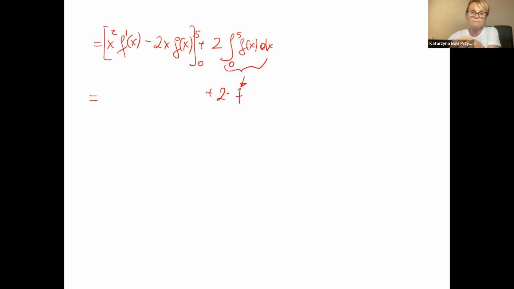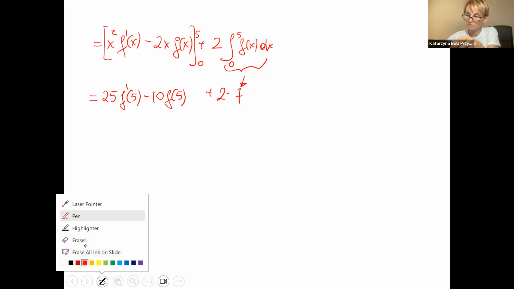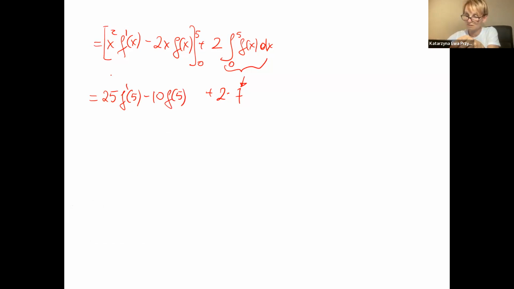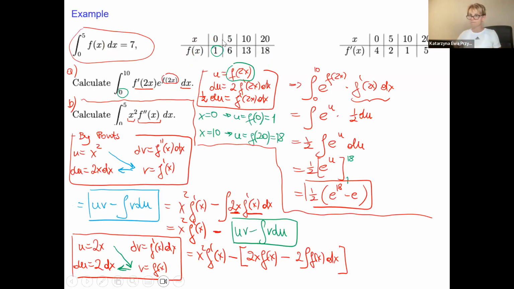Let's quickly substitute. Watch me. I will substitute 5. It will be 25 f prime at 5, minus 10 f of 5. Then I have to substitute 0, but 0 will give me 0, because this is 0 and this is 0. That means we have just 0. This will be plus 14, but we need the value of f prime at 5. What is f prime at 5?